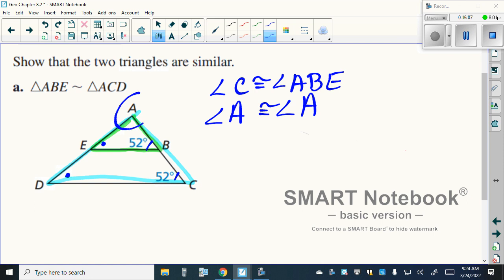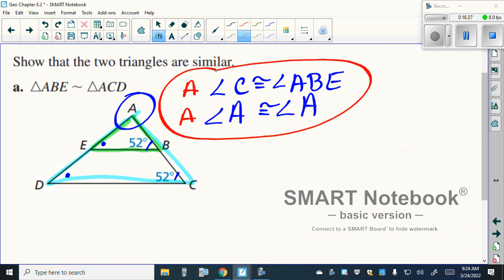Angle A is shared in both triangles, yes? So that means it's going to be congruent in both triangles. Which gives us our angle. And that there we've shown it. Because as long as we have two angles that are congruent, it shows that these two here are similar. Questions on this here?